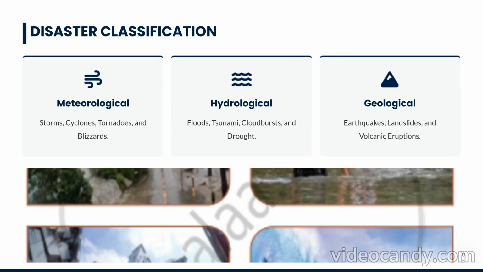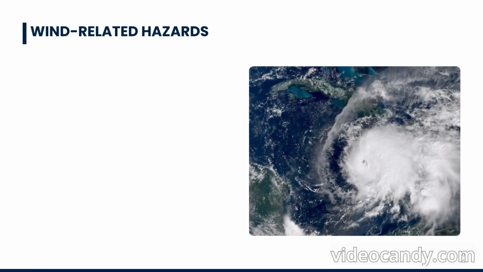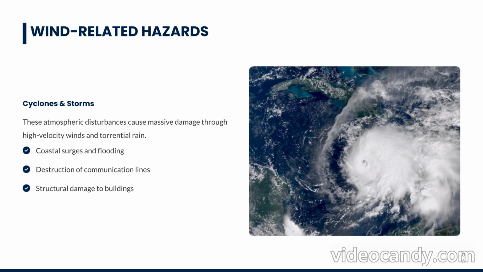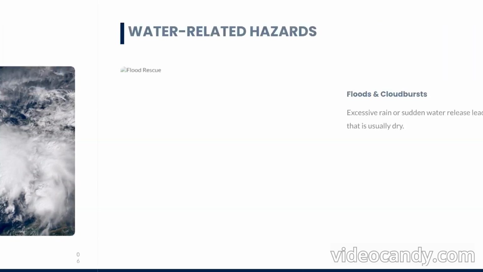Disasters are classified into several types. Meteorological disasters include storms and cyclones. Hydrological disasters cover floods and droughts. Geological disasters encompass earthquakes and volcanic eruptions. Wind-related hazards, like cyclones and storms, cause massive damage through high-velocity winds and torrential rain. Impacts include coastal surges, flooding, destruction of communication lines, and structural damage.